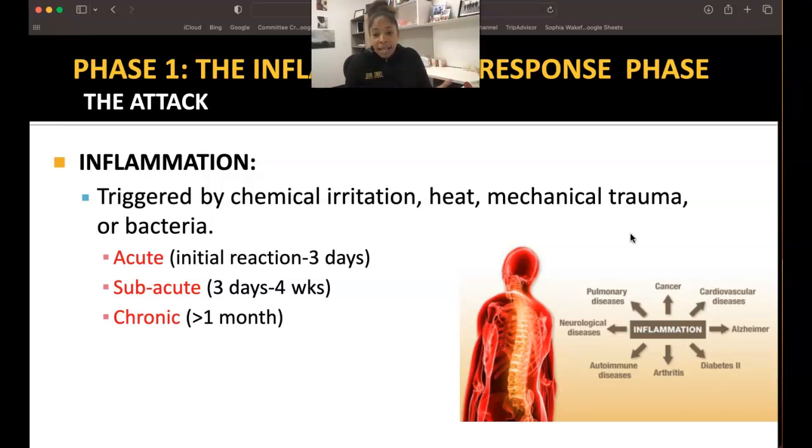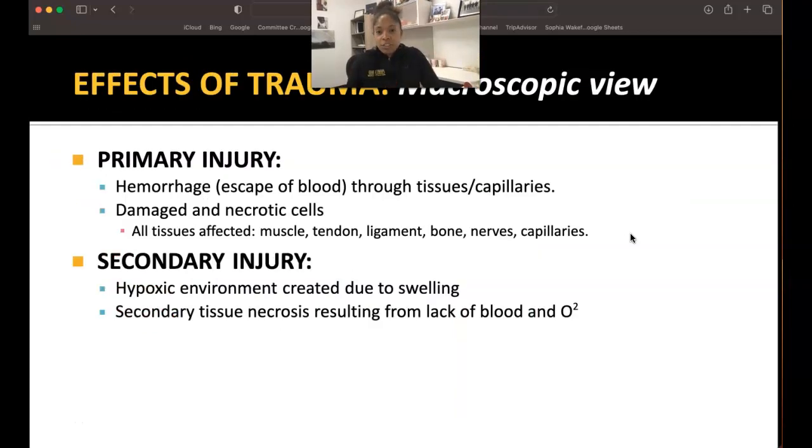And then it can last anywhere from 3 days, and we call that acute inflammation, 4 weeks, we call that subacute, and anything after that 4 weeks, we call that chronic inflammation. And chronic inflammation is very difficult to treat. So we really want to make sure that we're creating that optimal healing environment for that patient to heal, so that we don't create a chronic pathology or a chronic type of inflammation.